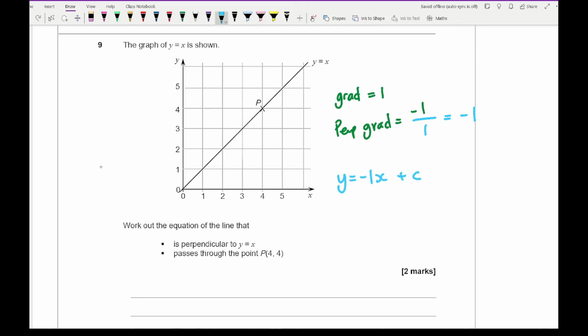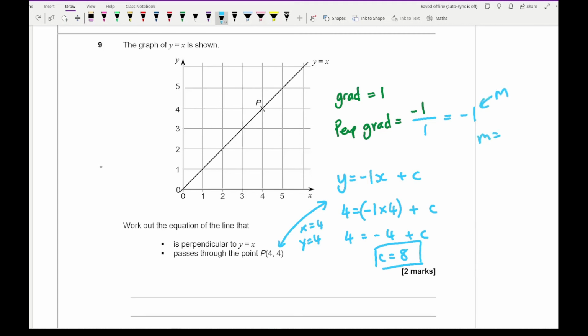So from this, what you then want to do is substitute those coordinates of 4, 4 into this equation. So here we've got x equals 4 and y equals 4. So 4 equals minus 1 times 4 plus c. We want to work out what c is. So 4 equals minus 4 plus c. So c equals 8. So from this, m equals minus 1 and c equals 8.